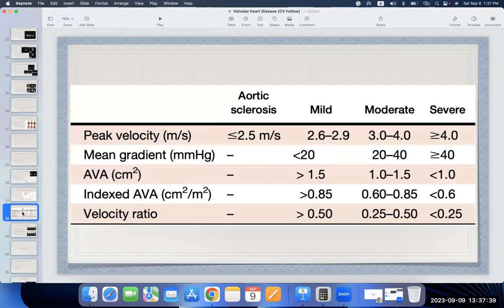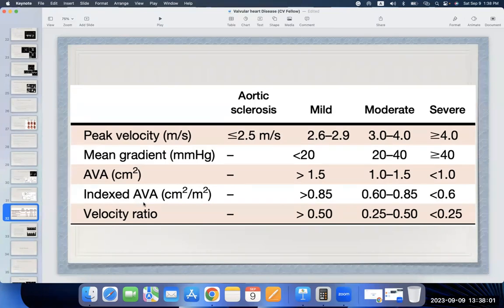This is the summary of the aortic valve, how to diagnose aortic valve stenosis. Very important to know this, and very important to memorize it also for your exam. So this is for the velocity, mild, moderate, severe, mean pressure gradient. Here the aortic valve area, and this is the index aortic valve area divided by body surface area.